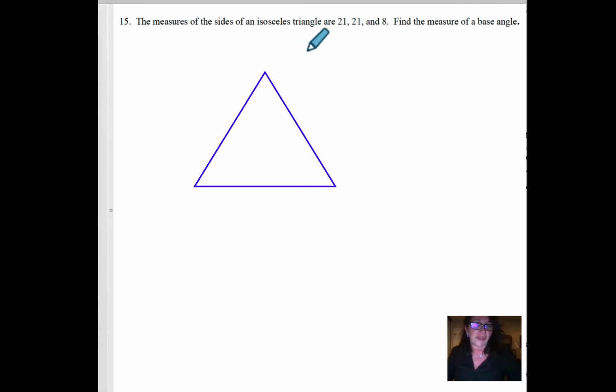The measure of the sides of an isosceles triangle are 21, 21, and 8. So 21, 21, and 8. So it's isosceles. Find the measure of the base angle. So I could pick left or right, pick one. I'm going to call that theta. And what I'm going to do is bring this straight down perpendicular because in an isosceles triangle, this divides this length into 2 equal parts, which now I have 4.